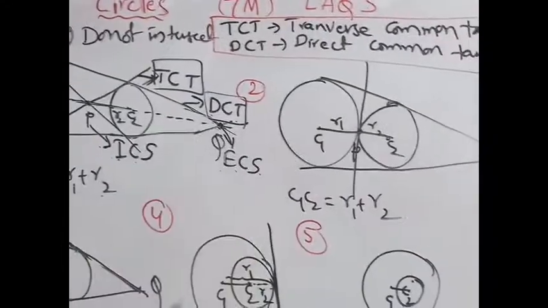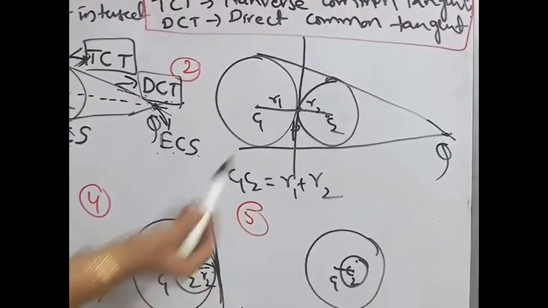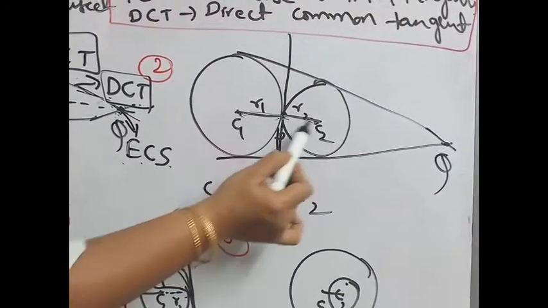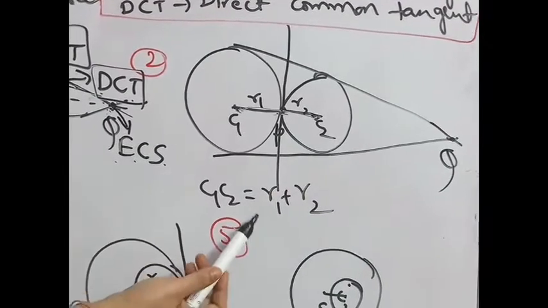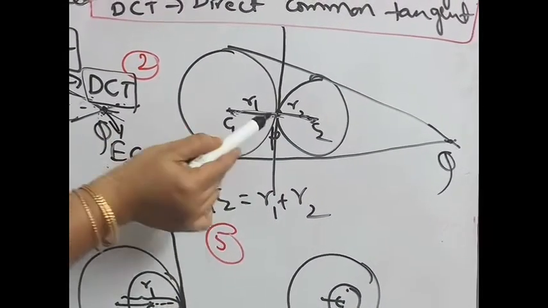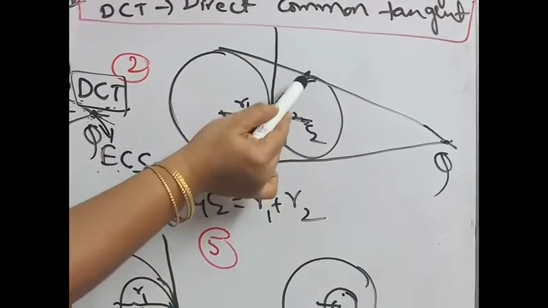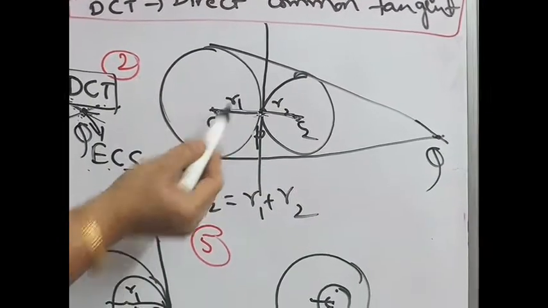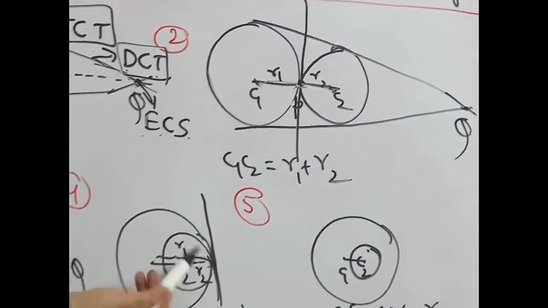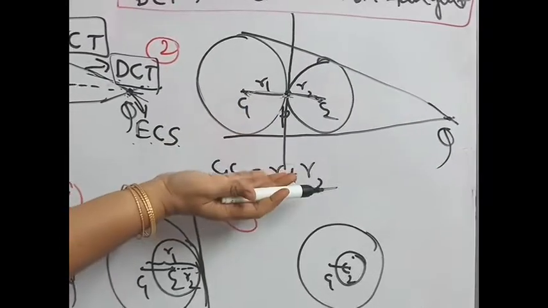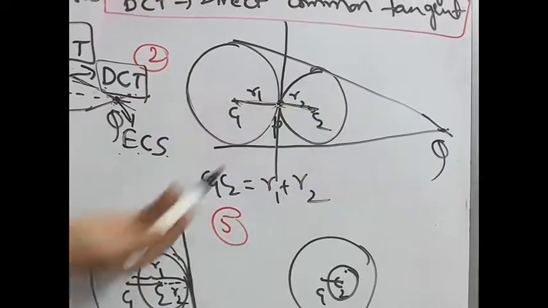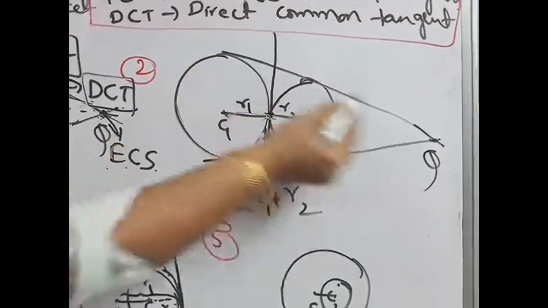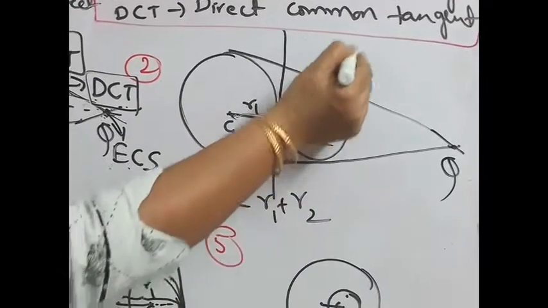In the same way, in the second case, C1C2 is equal to R1 plus R2. Let us see. C1C2 is this one, R1 plus R2, this is exactly equal. This length is equal. In this case, what is the relative position of two circles? Two circles touch each other externally at one point. In this case, what do we observe? How many common tangents? 1, 2, 3. 3 common tangents.